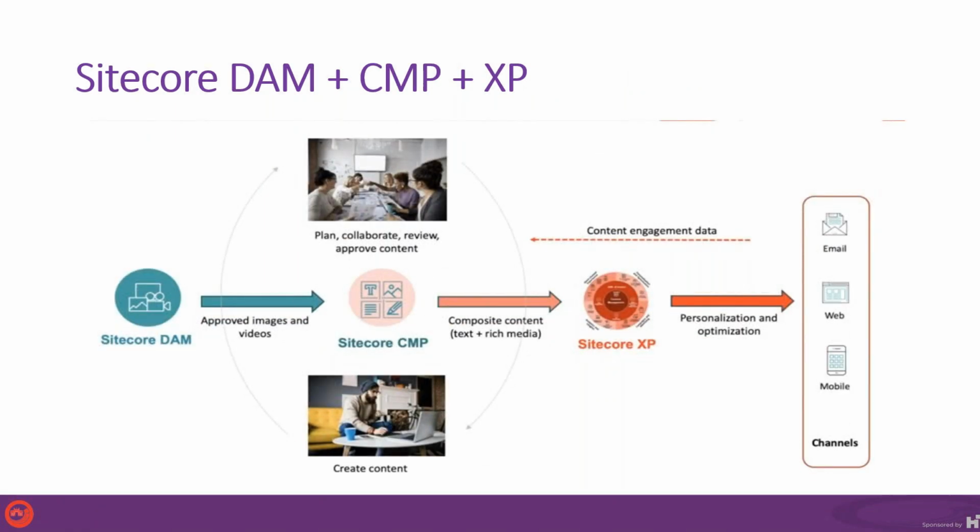So you can see here Sitecore DAM and CMP with the XP, how it looks in this picture. So here Sitecore DAM and Sitecore CMP, these two will be used for content creation, and they will be integrated with the Sitecore XP. And this XP is a distributed platform, the CMS, so it will distribute the content using multi-site campaigns in a personalized manner to different channels.